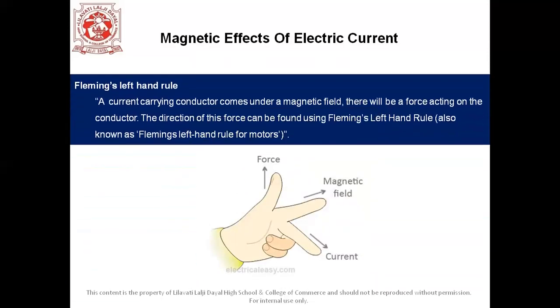Moving on to the next topic, that is magnetic effects of electric current, Fleming's left hand rule. So what is Fleming's left hand rule saying? When a current carrying conductor comes under a magnetic field, there will be a force acting on the conductor, and the direction of this force can be found using Fleming's left hand rule. It is also known as Fleming's left hand rule for motors. In the diagram you can see, students, the left hand thumb, the index finger and the middle finger are stretched so as to be perpendicular to each other. If the index finger is in the direction of the magnetic field, then the middle finger points in the direction of the current, and the thumb is in the direction of the force on the conductor.